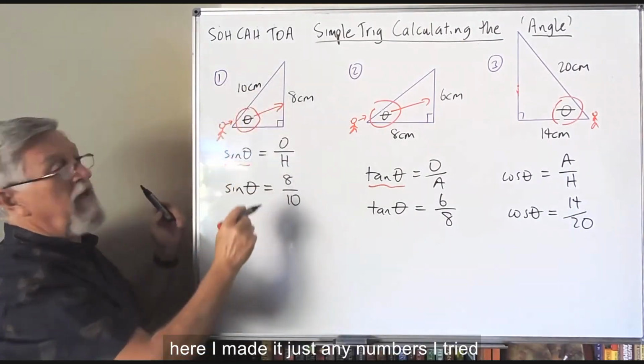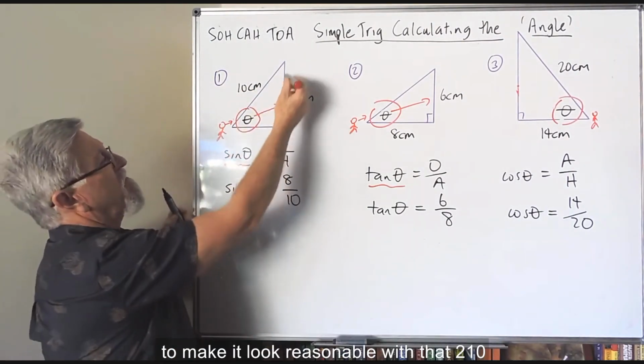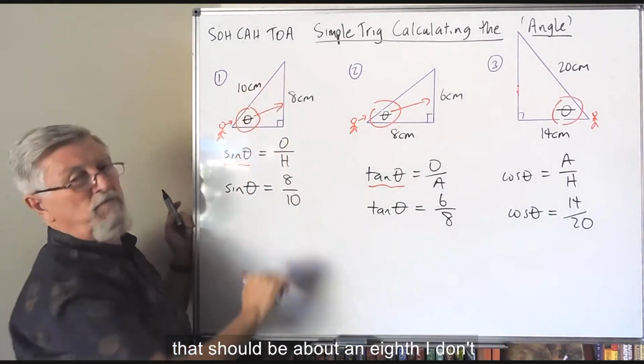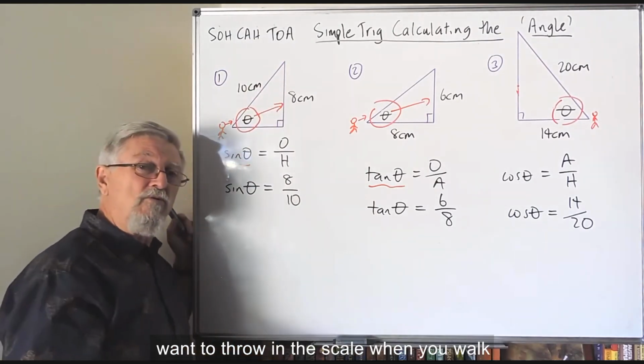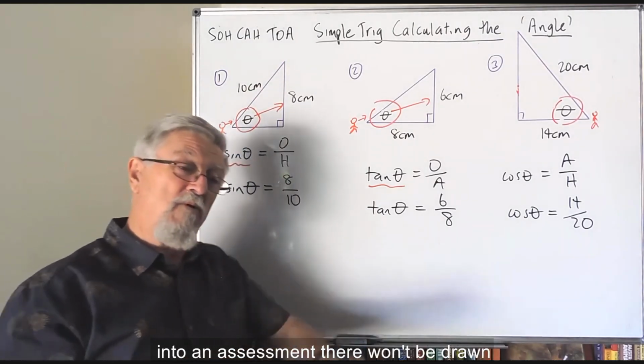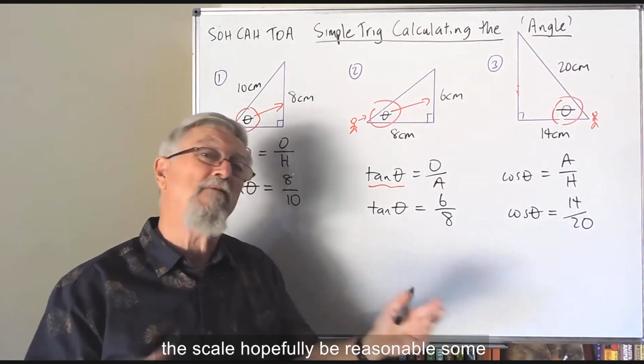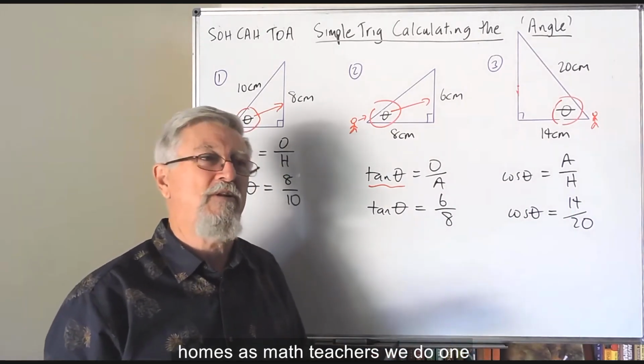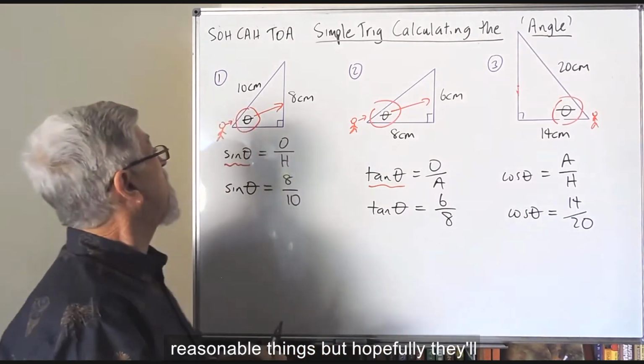On this triangle here, I've made it just any numbers. I tried to make it look reasonable. If that's a 10, that should be about an 8. I don't want it drawn to scale, because when you walk into an assessment, it won't be drawn to scale. Sometimes as math teachers we do unreasonable things, but hopefully it'll be reasonable.